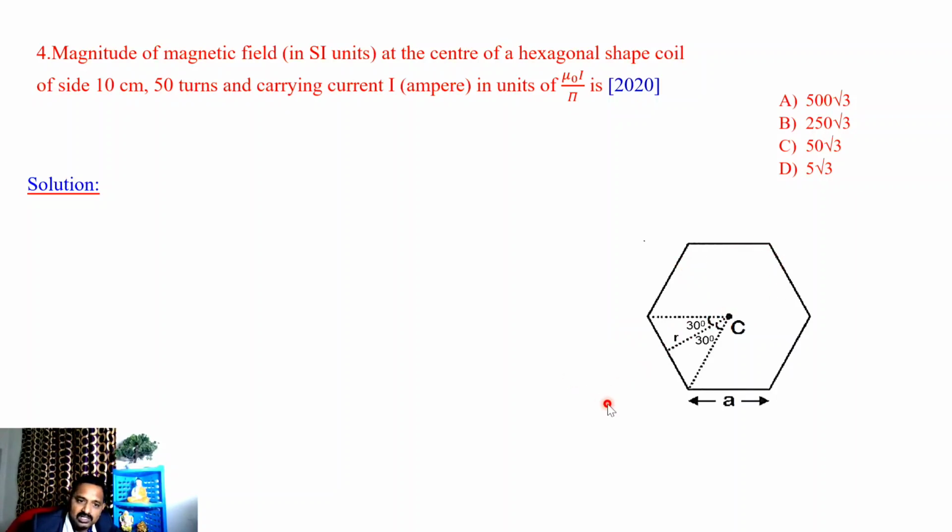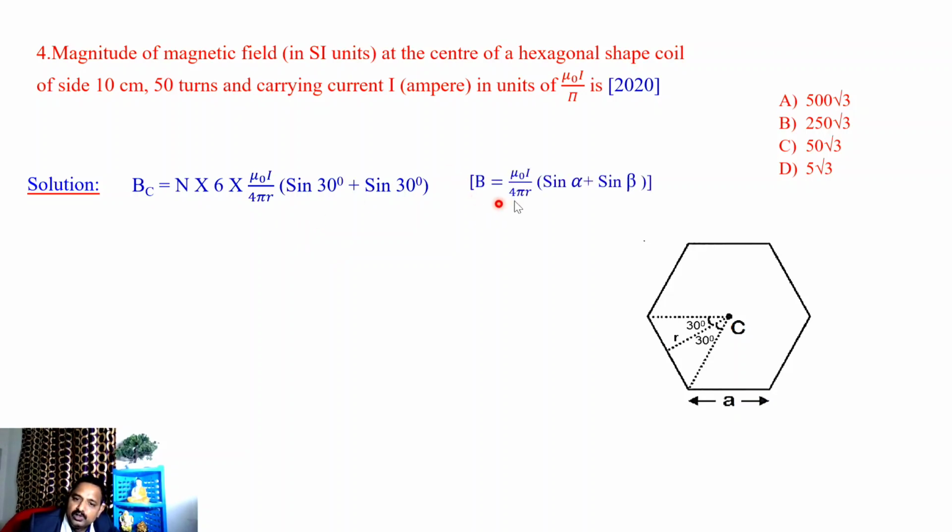So if I substitute all this, what will we get? The strength of the magnetic field at C is N into 6 into mu naught I by 4 pi r bracket of sin 30 plus sin 30. My dear student, for one side we have mu naught I by 4 pi r bracket of sin 30 plus sin 30. We got this from the formula B is equal to mu naught I by 4 pi r bracket of sin alpha plus sin beta. This is for one side. For 6 sides you have to multiply with 6, and for the total number of turns, capital N, you have to multiply with N, my dear student.